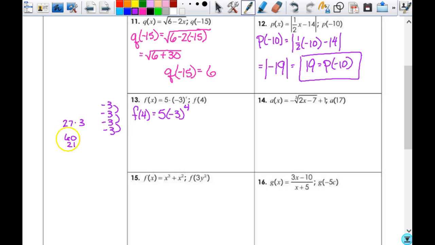So 3 times 20 is 60. 3 times 7 is 21. So this becomes 81. Okay. So then, oh, something else. Okay, so what's 5 times 80? 400, right? What's 5 times 1? 5. So that's where you get the 405 from. And see, it really wasn't all that bad. Okay. Everybody okay with that?